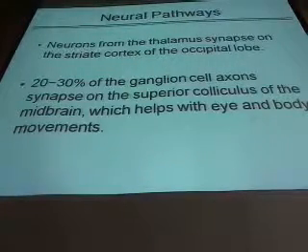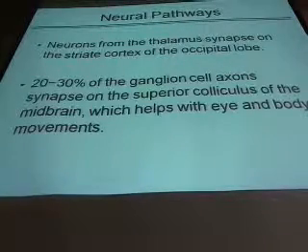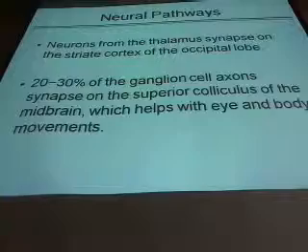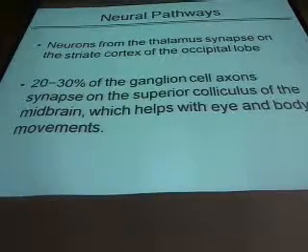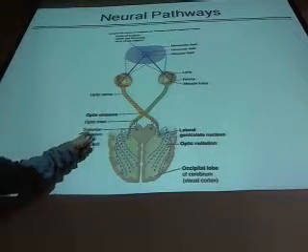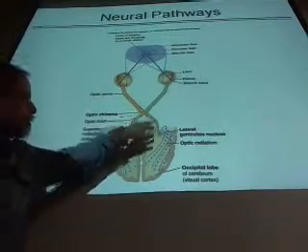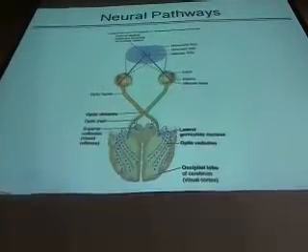Now, 20 to 30% of the ganglion cells' axons synapse on the superior colliculus, or the midbrain. This is right in here. You see some of them are going into the superior colliculus, the others are going into the occipital lobe.